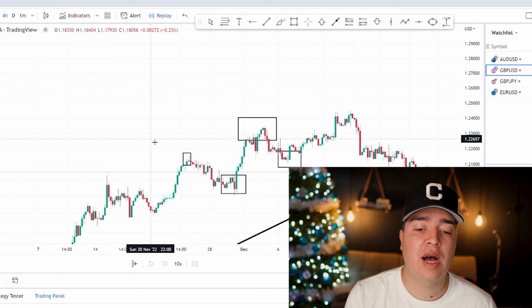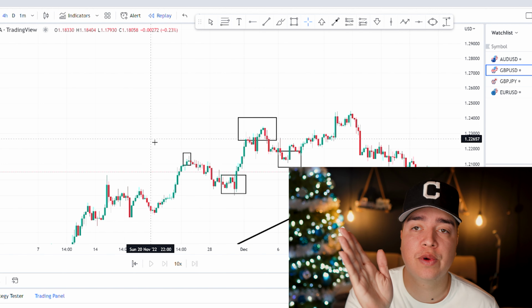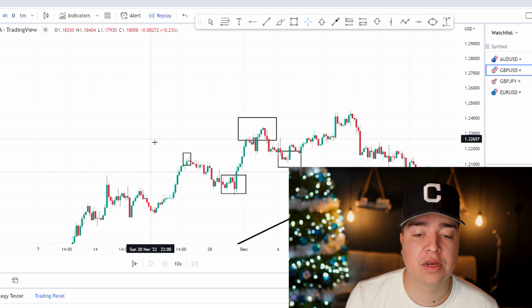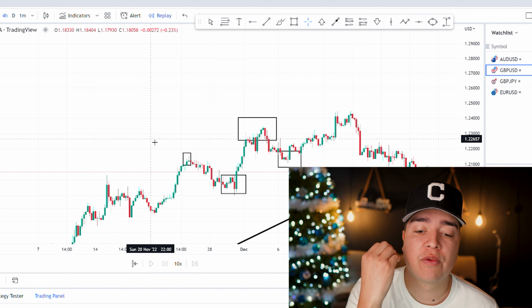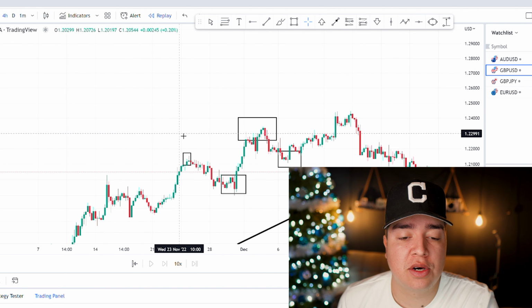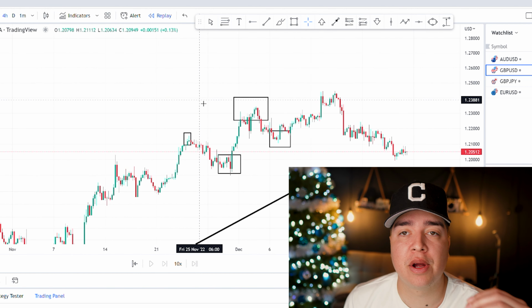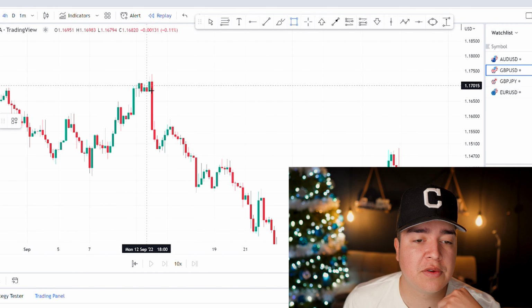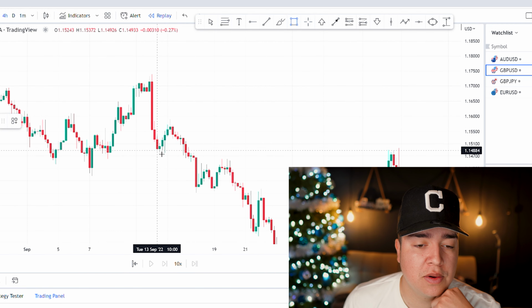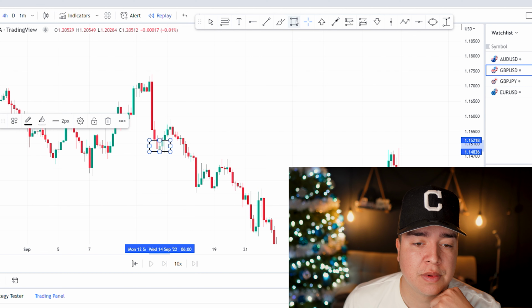So if we're making higher highs and higher lows, then you want to be trading with it. You want to be looking for buys only. You're going to wait for a pullback and then wait for a reaction and then enter. I'll be showing you guys all that in a little bit. Now let's look at bearish market structure. Okay, starting from here, we got a lower low. We got a higher low.